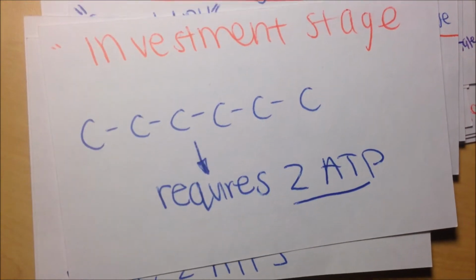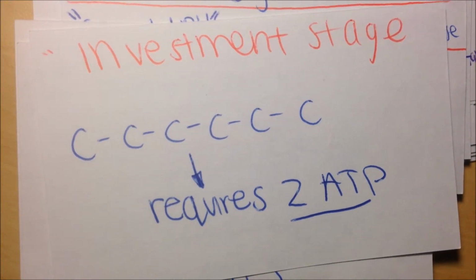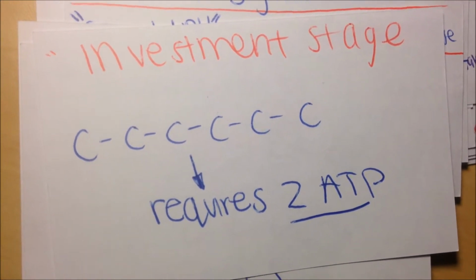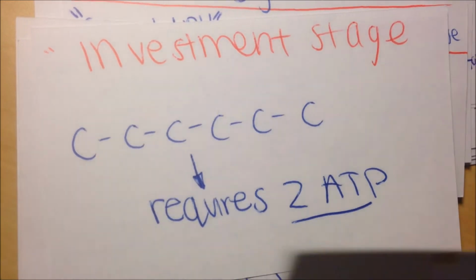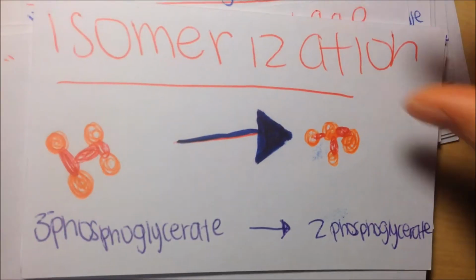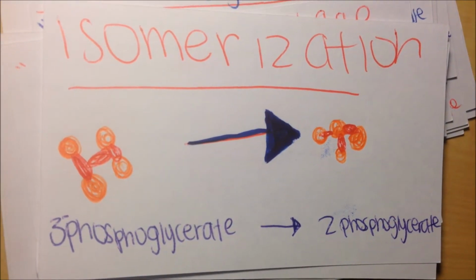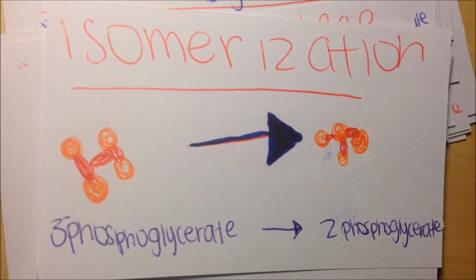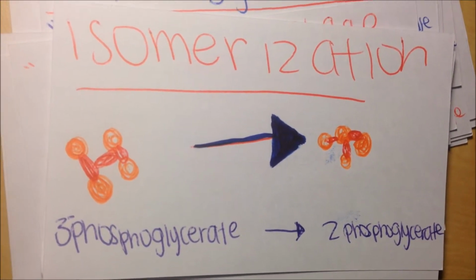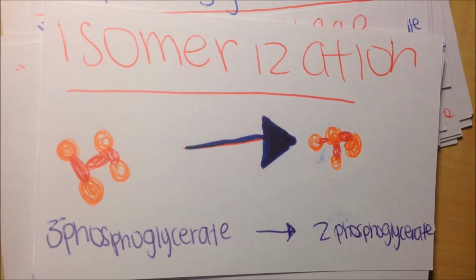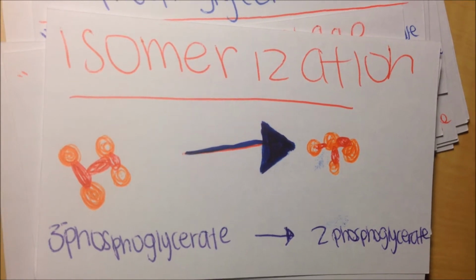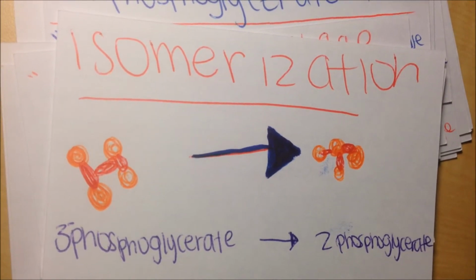But if we look back in the investment stage, when we broke down our 6-carbon molecule, we realized that 2 ATPs were used in that process. We now have a net total of 0 ATP. Looking back at our 3-phosphoglycerates made from bisphosphoglycerate, we are now going through the process of isomerization once again. 3-phosphoglycerates will get changed into 2-phosphoglycerates.